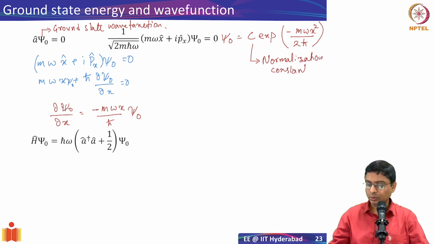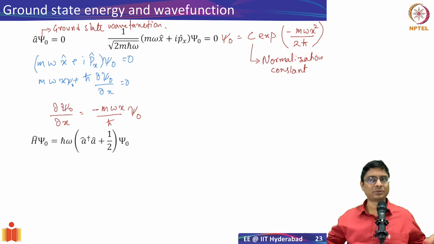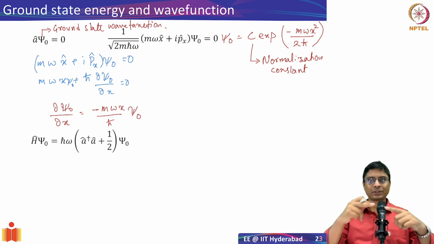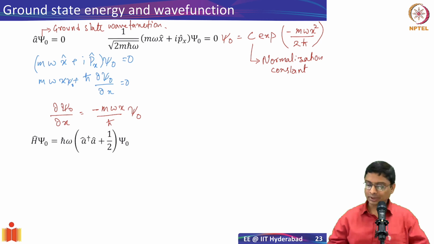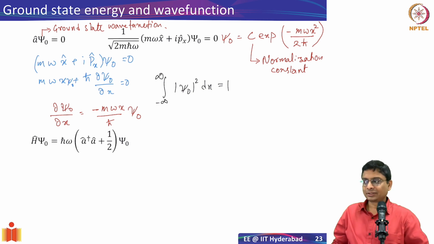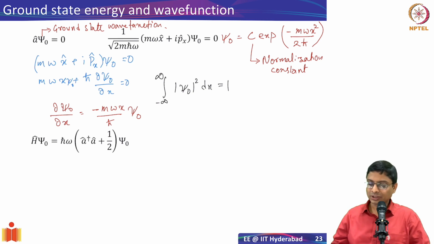How do I determine a wave function's normalization constant? We know one basic property: psi square is a probability. So if I integrate psi square across all space, I should get 1. So I'll simply say the integral from minus infinity to infinity of mod psi naught square dx should be equal to 1. Now psi square means basically the 2 h bars will go.